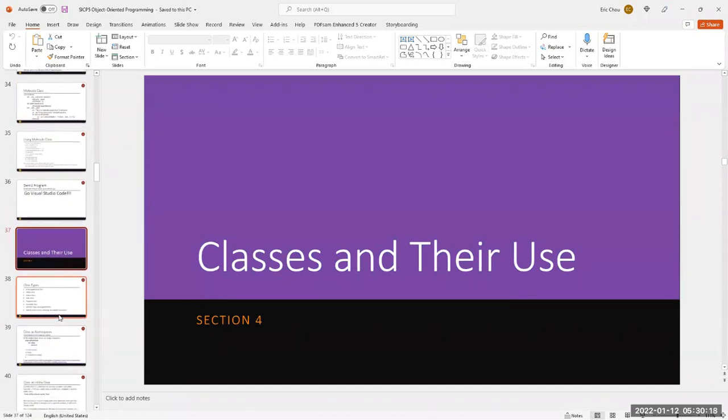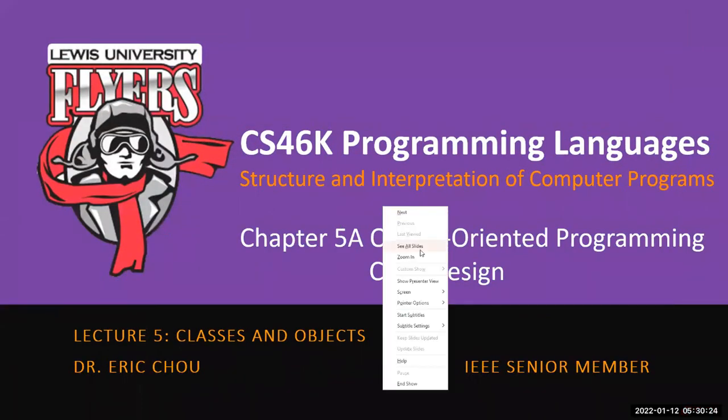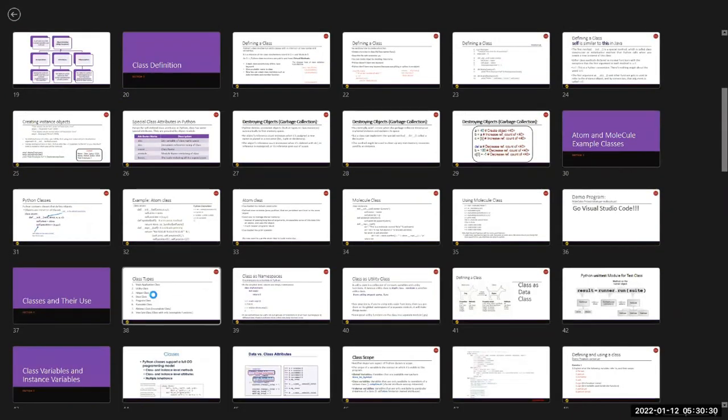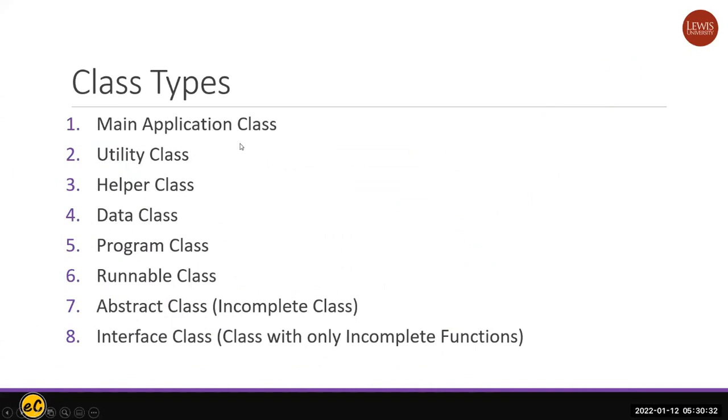So, classes and their uses. Usually your class has several applications. You can use a class in different ways. Usually you can use a class as a main application program with different functions, you can use a class as a utility class, and you can use a class as a helper class. The point class we declared is a data class. And then you can make some classes utility classes.